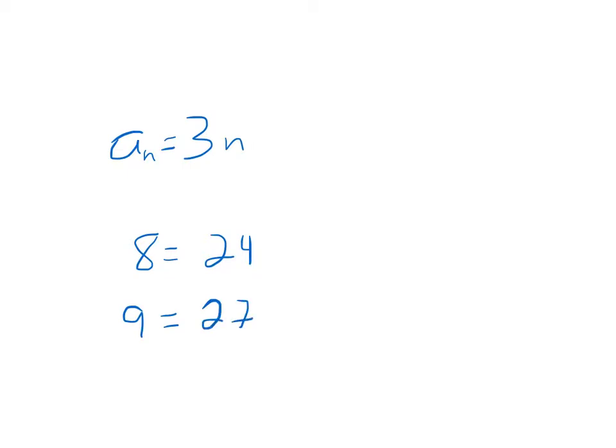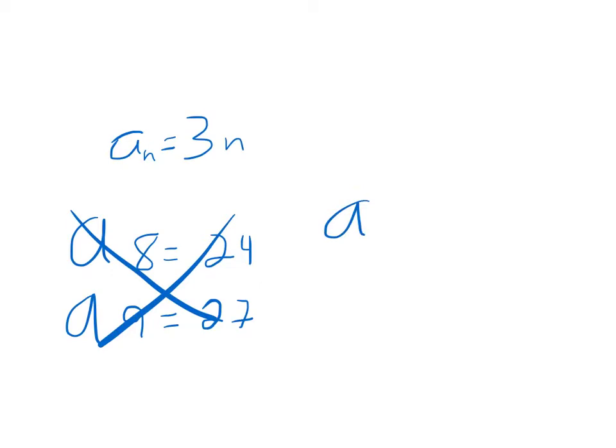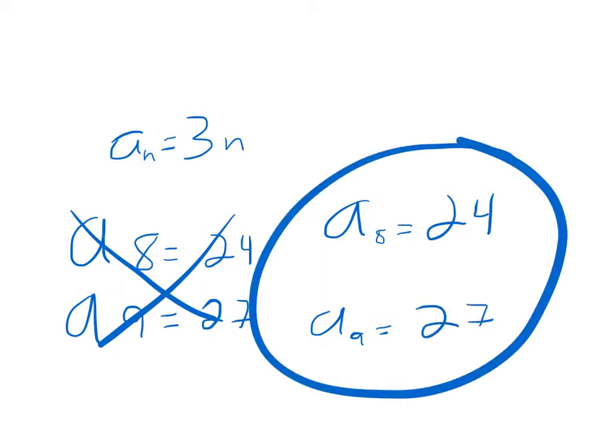So really I should be writing it a sub 8 equals 24, and a sub 9 equals 27. So that would be the proper way to write those. In example 2, find the next two terms in each sequence.